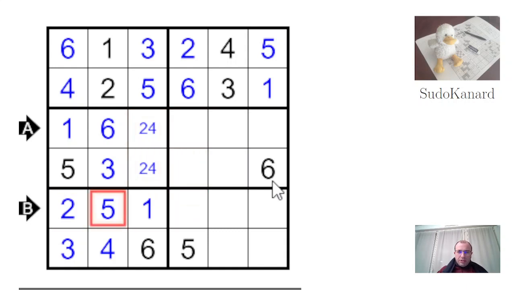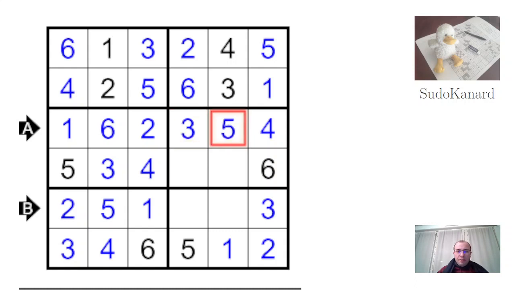So now 1 and 2 must be here by Sudoku. This is the correct order. 4 can't be between 6 and 2. So 4 is here, that's a 3. It resolves that. Here we need the 3 and the 5. Here we need the 1 and the 2, and the 4 and the 6. And that's it for this puzzle.